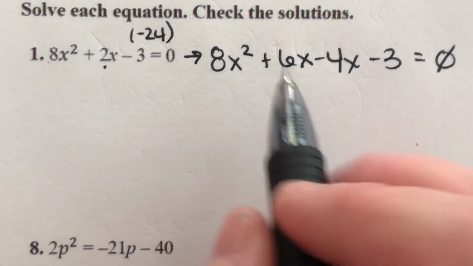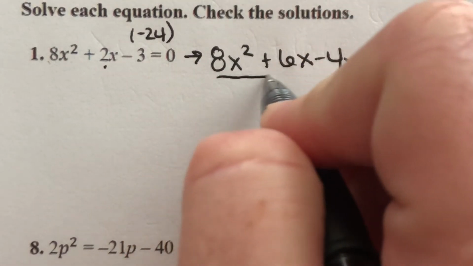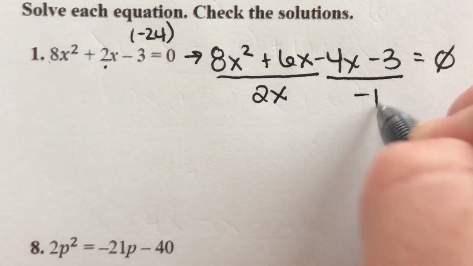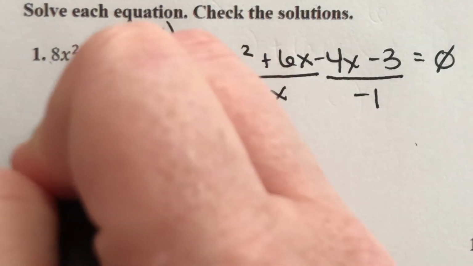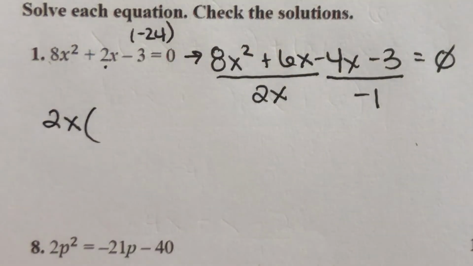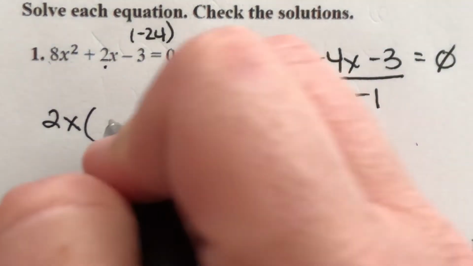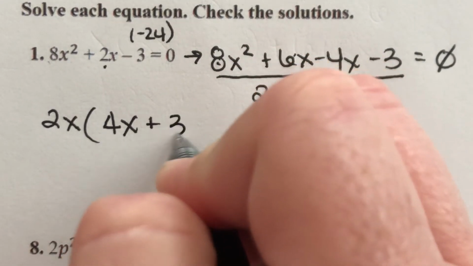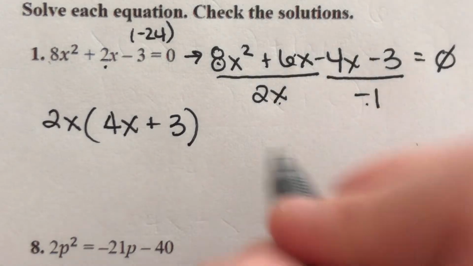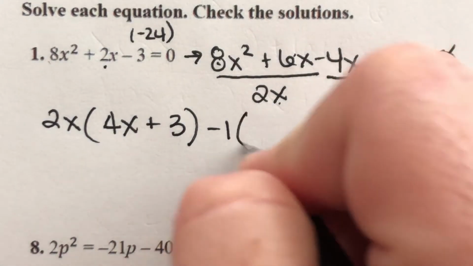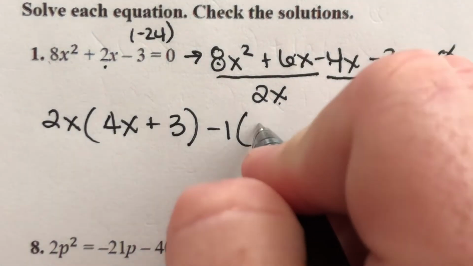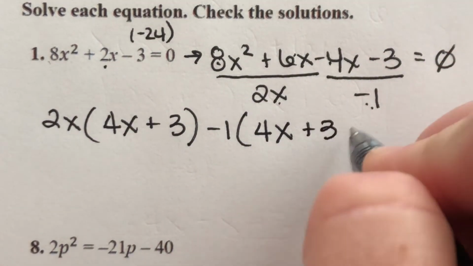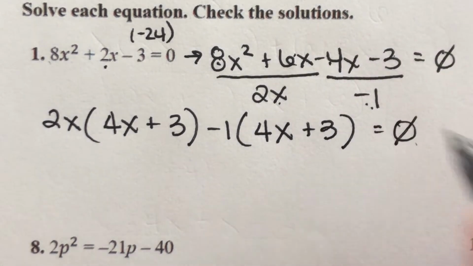Okay, so here I want to group. I'm going to divide the first two by 2x and the second two by -1. Okay, so I'm going to write 2x out front, and everything left over after I divide. 8x squared divided by 2x is 4x. 6x divided by 2x is 3. And then I'm going to put this -1 in front, and everything left over after I divide. -4x divided by -1 is +4x. -3 divided by -1 is +3. And that's equal to 0.